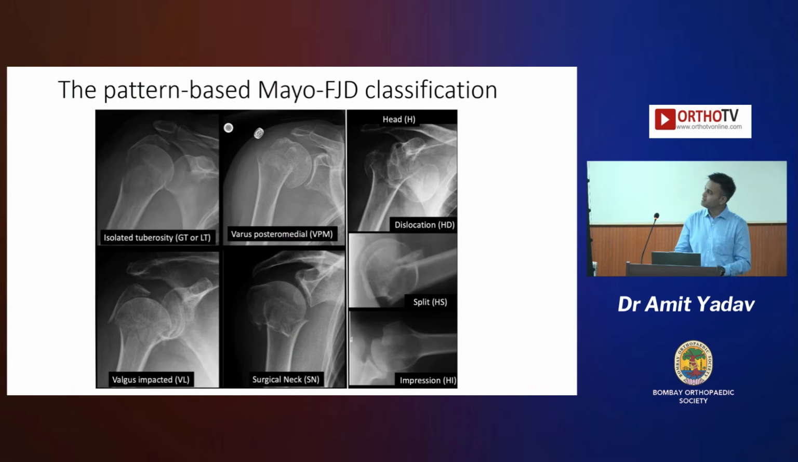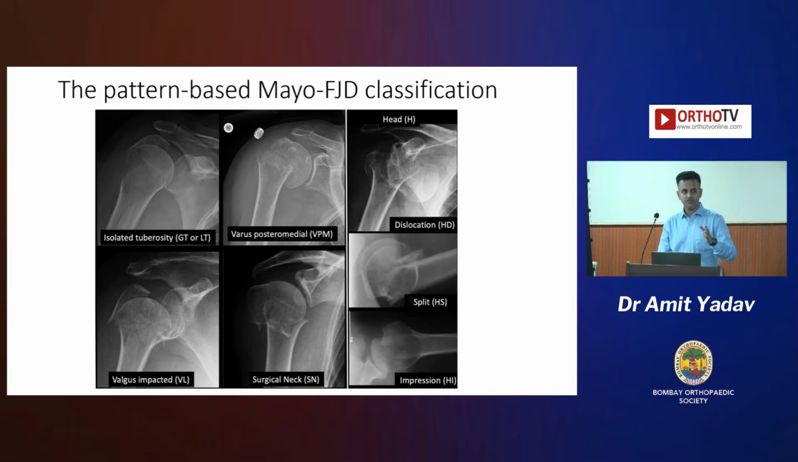A more practical way of classification is the Mayo classification. In this, there are 7 fracture patterns. The one is the isolated tuberosity fractures. Then the more common one, the varus posterior-medial fracture. The fractures with the head dislocations. Valgus impacted fractures. The fractures involving the surgical neck. And the 2 fracture patterns involving the head: the head split and the head impaction fragment. So this is a more practical classification which you can use on a daily basis.